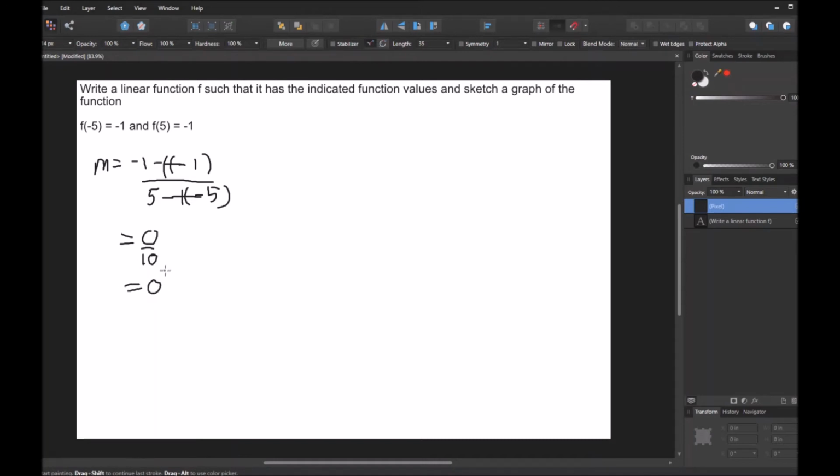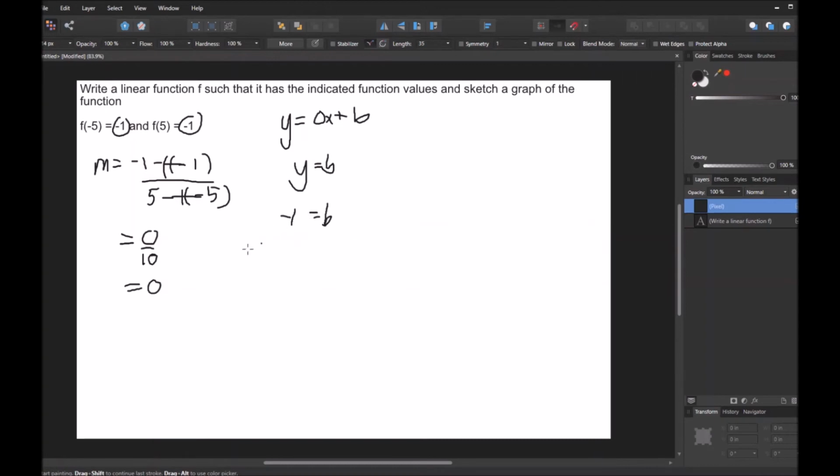So that means our slope is constant. We know that if our slope is constant, then it's going to look like a horizontal line. So I can write this as y equals 0x plus b, and 0 times x is just 0, so I'm going to write it as y equals b. So whatever our b value is, that's our y value. And we can see that in both points that were given, negative 1 is our y value, meaning b equals negative 1.